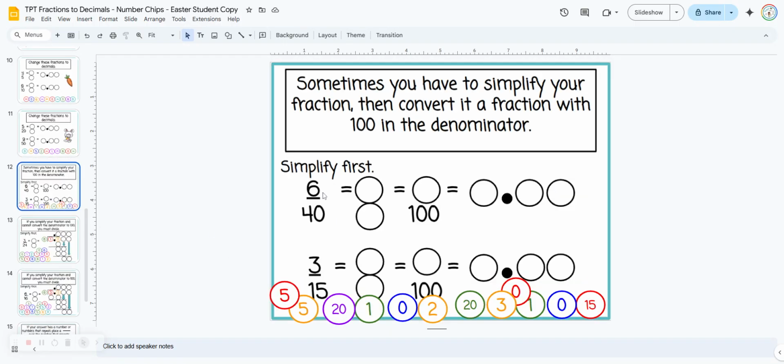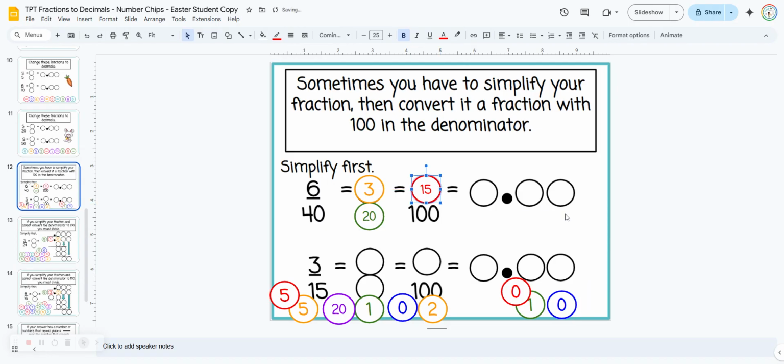Now there are some fractions that can't be converted directly to 100. So I can't multiply 40 times any number to get 100, so I may have to simplify. If I simplify this fraction by dividing by 2, I'm going to get 3/20. Now that I have 3/20, I can convert it to an equivalent fraction with 100 in the denominator. If I multiply numerator and denominator by 5, then I get 15 hundredths, which I can convert to a decimal.